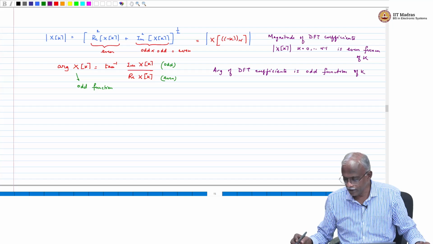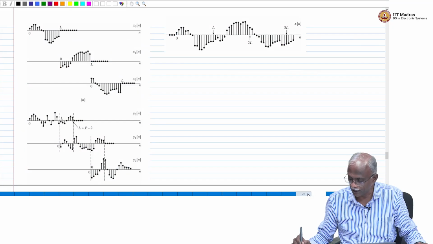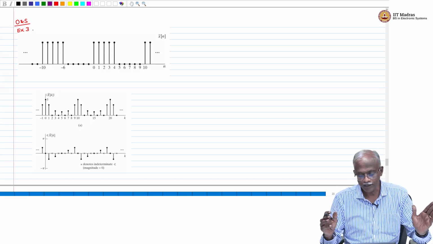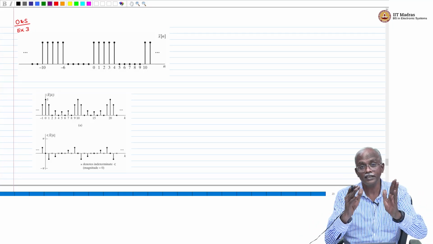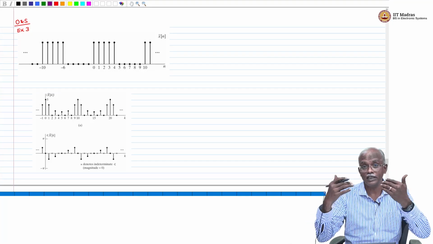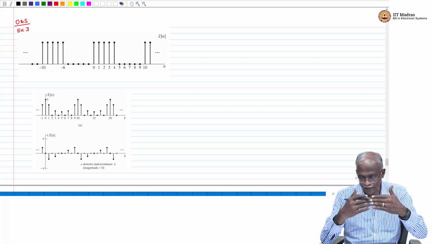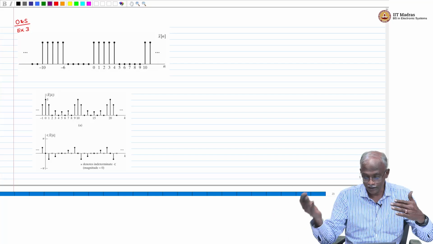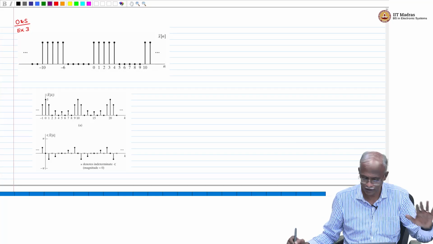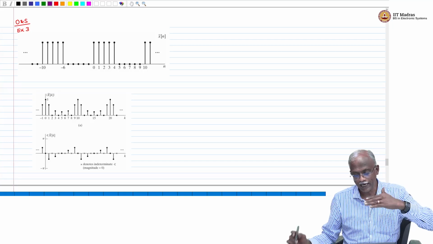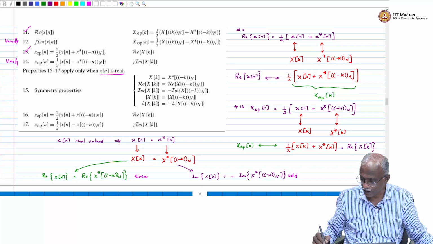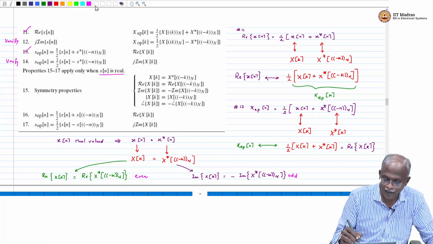And there are examples in the book that show this particular result, and you can look at Oppenheim and Schafer, example number 3, where you can look at the particular sequence, look at the DFS coefficients, and then see that the magnitude response has an even relationship, and the phase response has an odd relationship. And again, whatever is there for the DFS will carry forward when you look at it in the context of the DFT. Okay, so this is a completion of the properties that we are interested in.